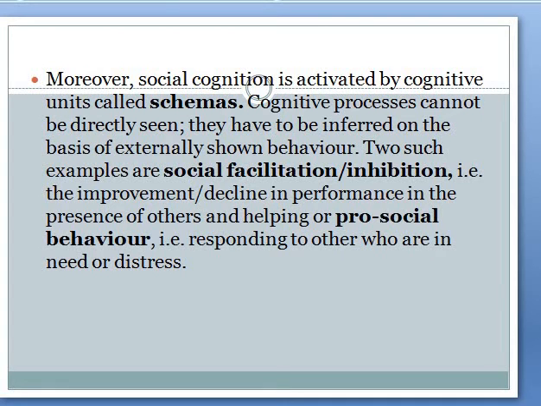There are other examples of social influence in the form of observable behavior. Two such examples are here. First is social facilitation. Second is pro-social behavior. In social facilitation, there is improvement or decline in performance in the presence of others. And in pro-social behavior, helping, responding to others who are in need and distress. In order to understand completely how the social context influences the individual, it is necessary to study both social cognitive processes and social behavior.